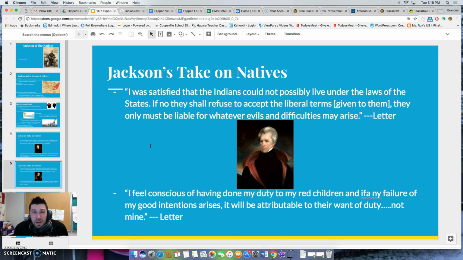Jackson said this: I was satisfied that the Indians could not possibly live under the laws of the states. If now they shall refuse to accept the liberal terms offered, given to them, they only must be liable for whatever evils and difficulties may arise.